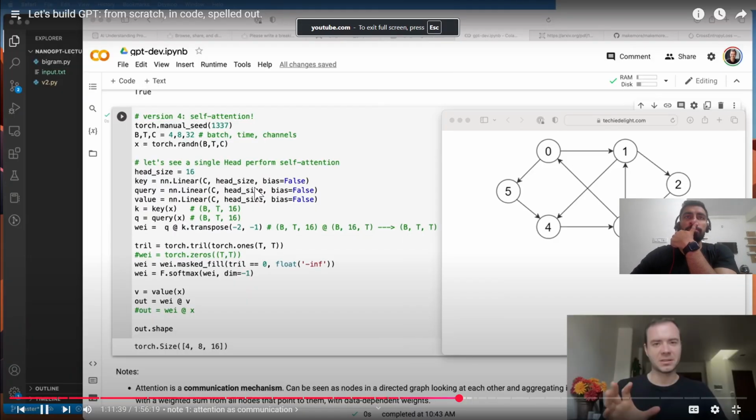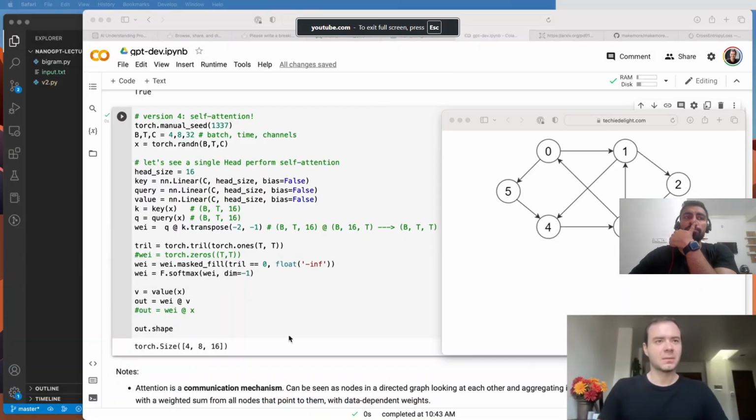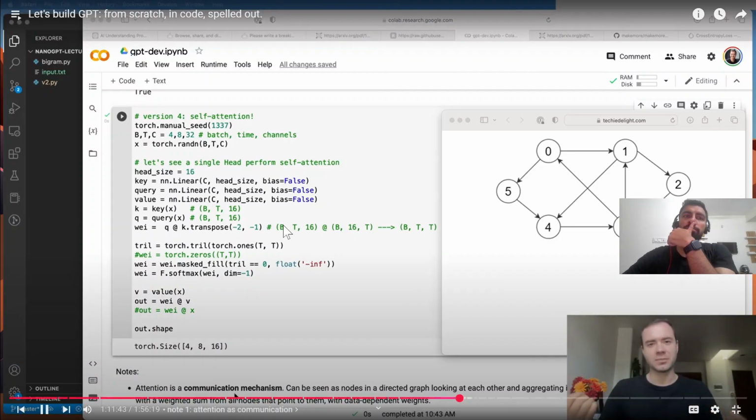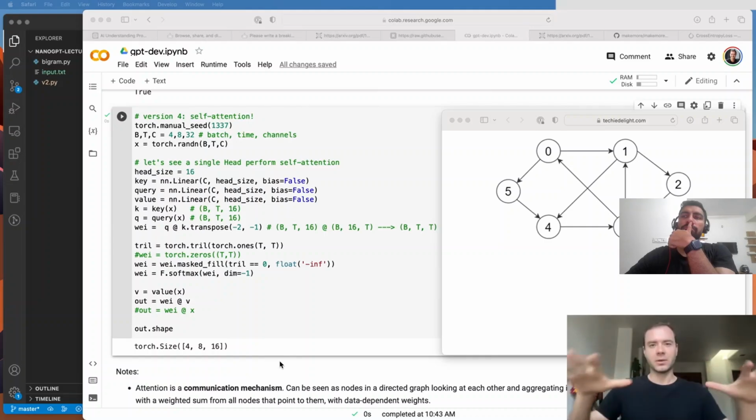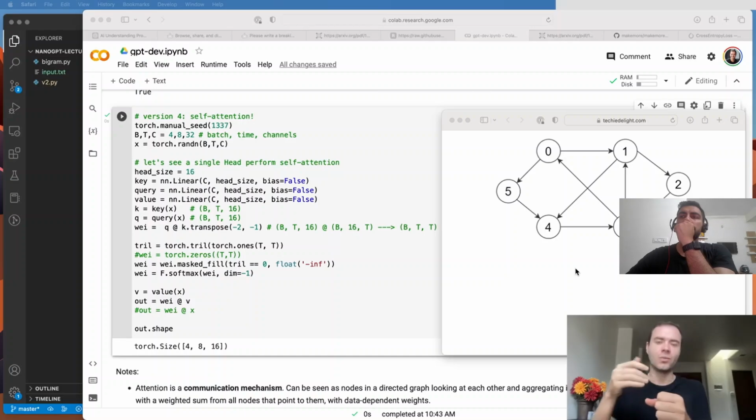There are a few notes that I would like to make about attention. Number one, attention is a communication mechanism. You can really think about it as a communication mechanism where you have a number of nodes in a directed graph where basically you have edges pointed between nodes like this. And what happens is every node has some vector of information, and it gets to aggregate information via a weighted sum from all of the nodes that point to it. And this is done in a data-dependent manner, so depending on whatever data is actually stored at each node at any point in time.